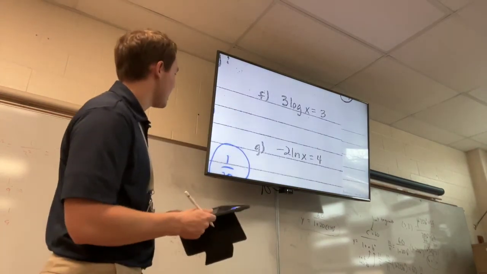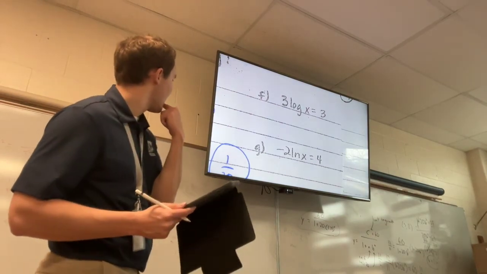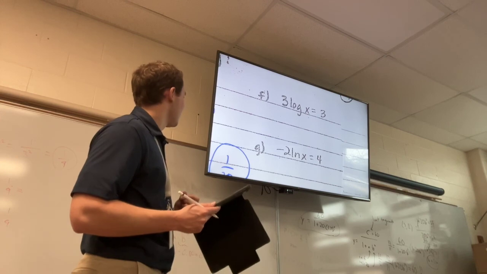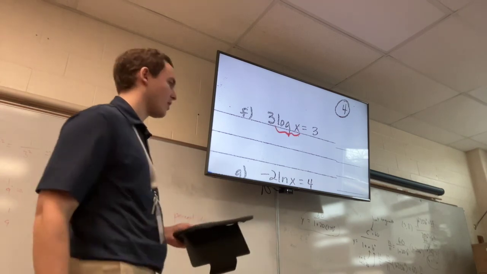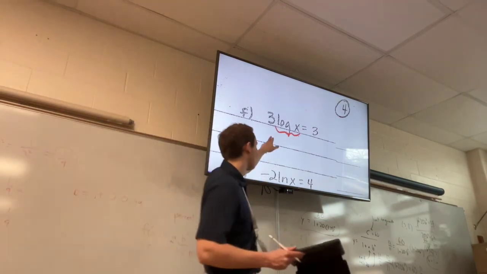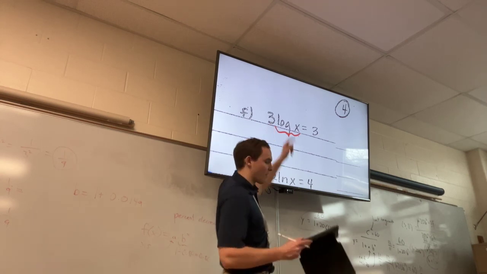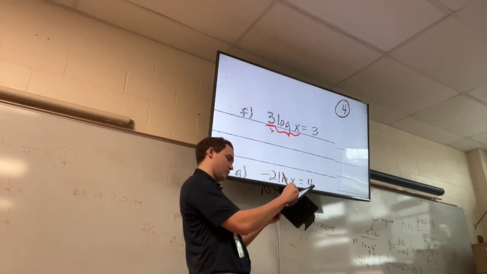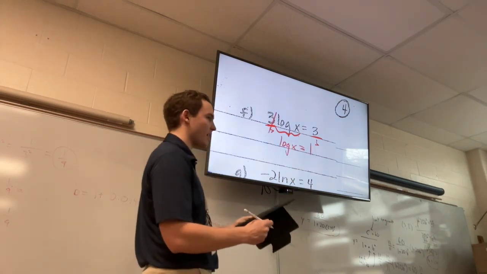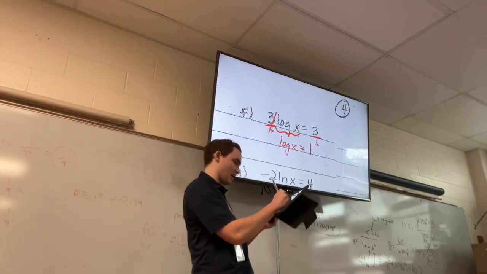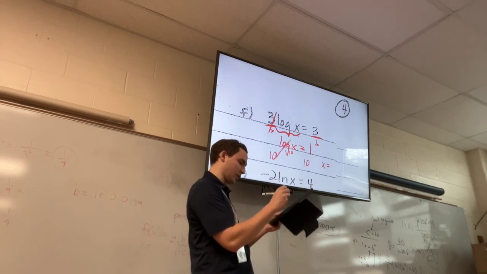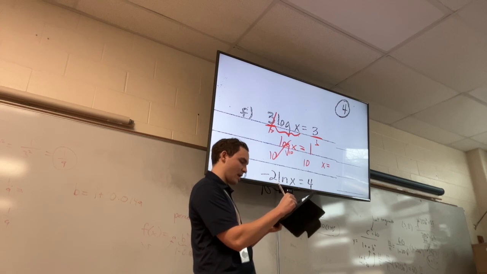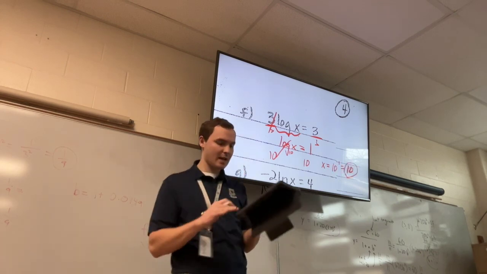All right, 3 times log x, okay? I want you guys to get the log part by itself before we start fiddling with the log, okay? So what do I have to do here to get the log by itself? I get rid of this 3, right? So let's divide by 3 on both sides. Get log x equals 1, and then you guys know how to do this, right? There's no number here. What do I write? 10, okay? Raise both sides. Okay, we get x equals 10 to the 1, which is just 10.